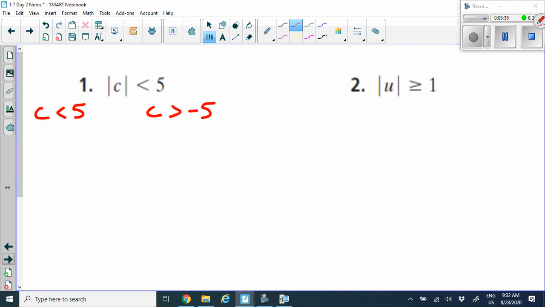Once we have created our two inequalities, this is where we want to figure out, is this an and or an or problem? In order to figure that out, we have to look at the original inequality. Well, we look here, this is a less than.